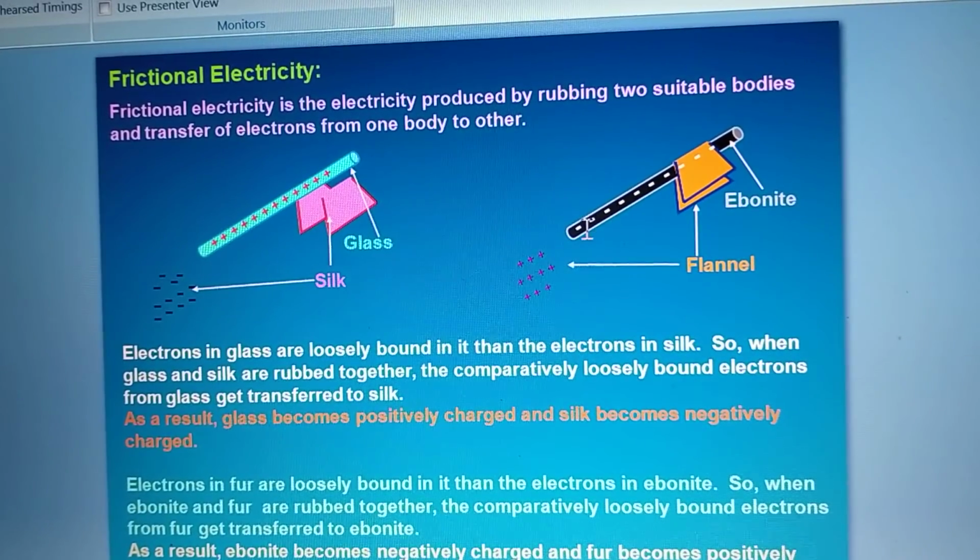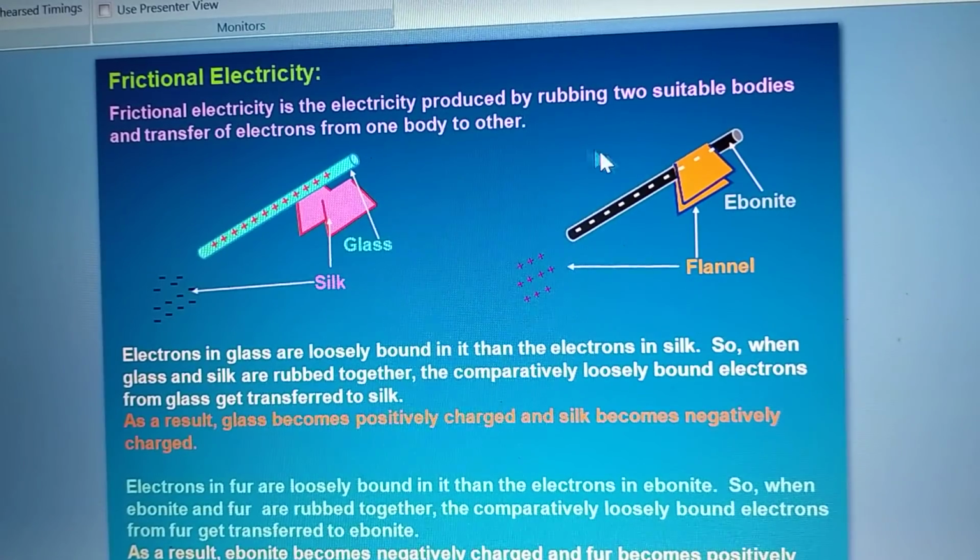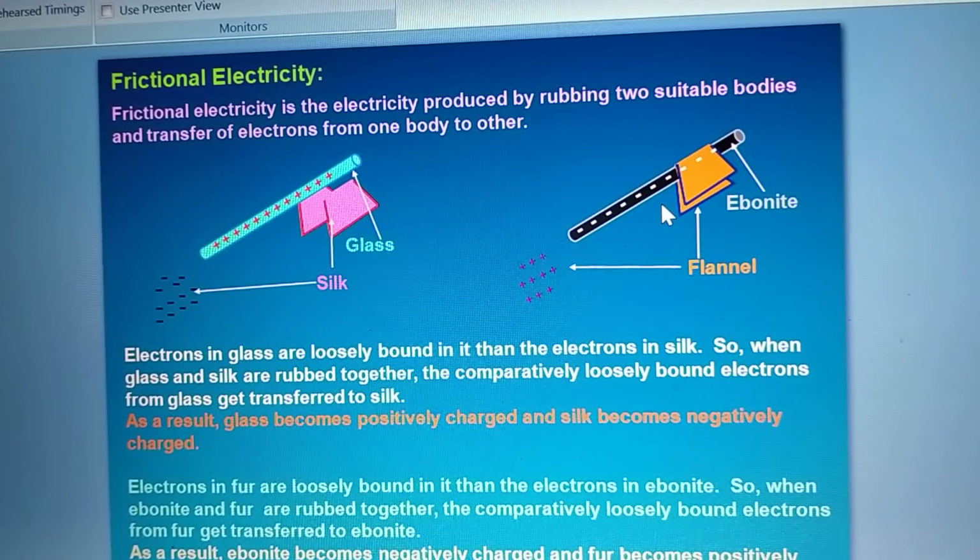Now another case, ebonite rod and flannel. In the case of the ebonite rod and the flannel, the electrons are loosely bound in the flannel as compared to the ebonite rod. That's why electrons jump from flannel to the ebonite rod. That's why the ebonite rod will get negative charge and the flannel will get positive charge.